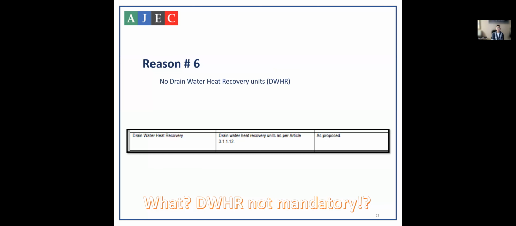And I can realize other savings at the same time. So this is something you don't have to do if you do energy modeling. But if you do prescriptive, drinking water heat recovery is mandatory. So that's reason number 6.